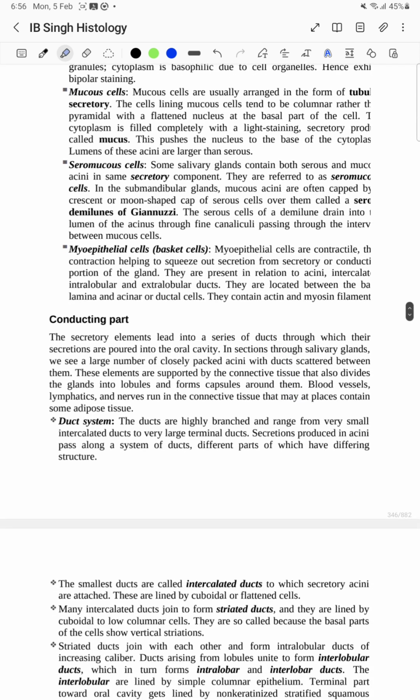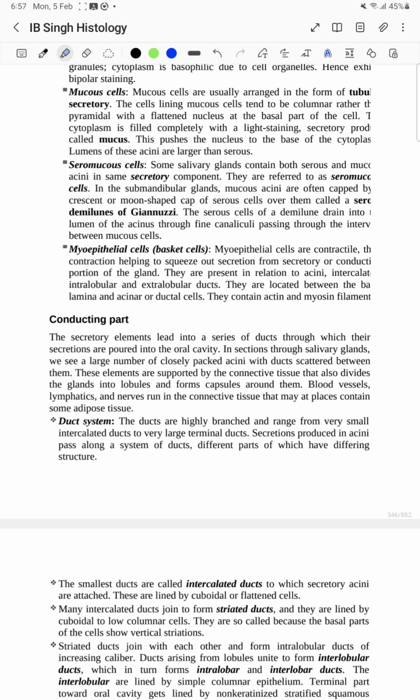Conducting part. The secretory elements lead into a series of ducts through which their secretions are poured into the oral cavity. In sections through the salivary glands, we see a large number of closely packed acini with the ducts scattered between them. These elements are supported by the connective tissue that also divides the gland into lobules and forms capsule around them. Blood vessels, lymphatics, and nerves run in the connective tissue that may at places contain some adipose tissue.